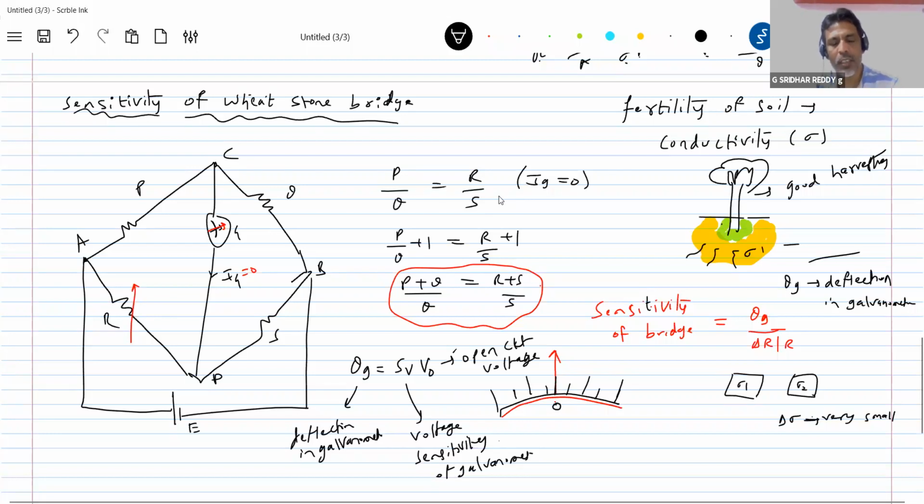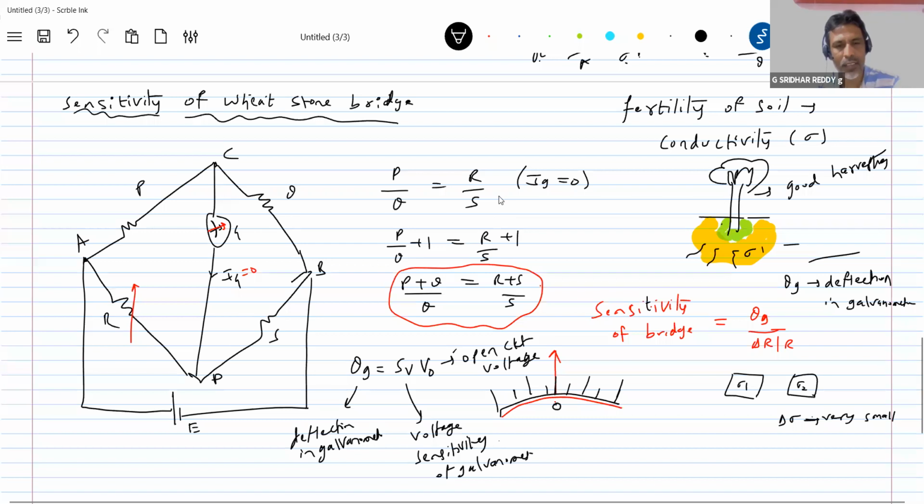What is the open circuited voltage? If I choose a galvanometer of some resistance and measure the drop across it, that is the open circuited voltage. We define the deflection of the galvanometer depending on these parameters. How do you define voltage sensitivity? Deflection per unit voltage. I think it's justified, no?